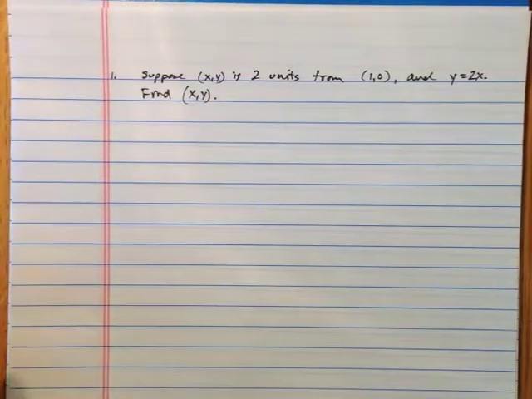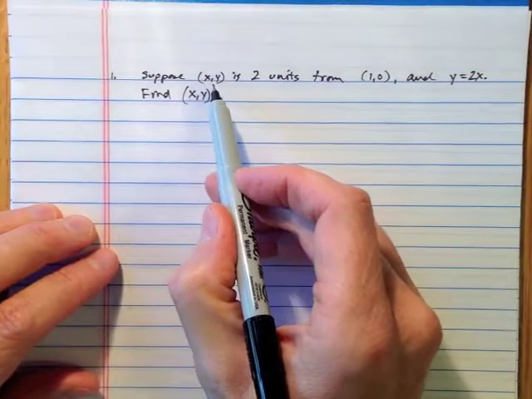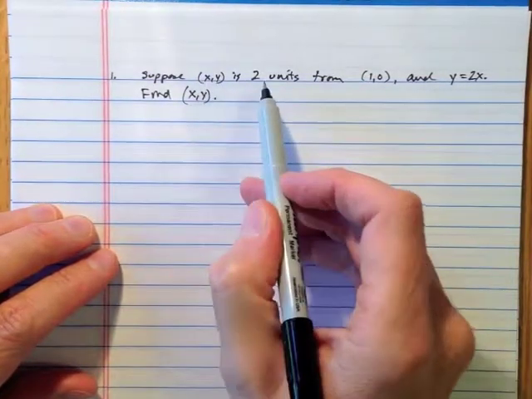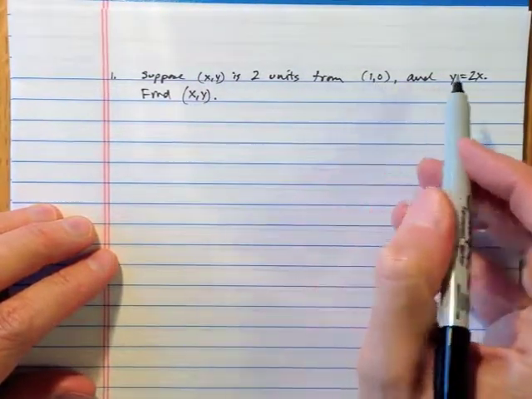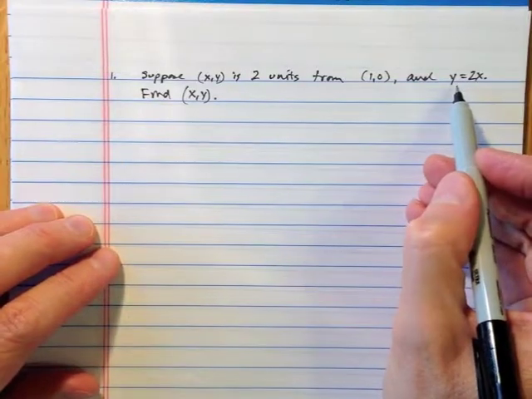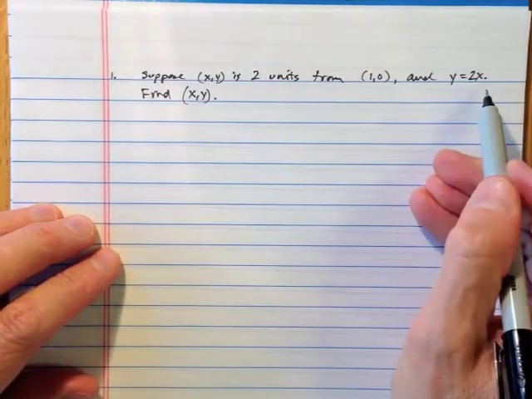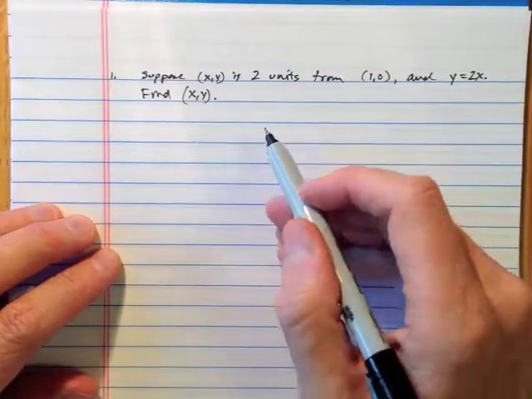Let's try an example. Here's one of the more challenging problems in this section. Let's suppose (x, y) is some point in the plane. It's 2 units from the point (1, 0), and the y coordinate of this point is equal to 2 times its x coordinate. Find the point.